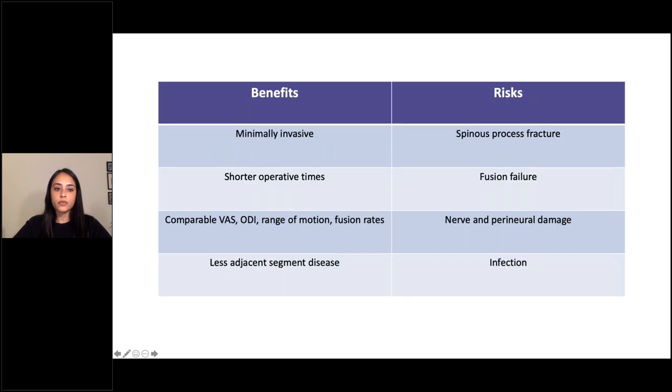Next slide, please. We'll review the literature on this, but I want to start by reviewing the factors to consider when evaluating these fixation devices. One of the cited advantages of interspinous process fixation as opposed to an open fusion include the minimally invasive approach, which involves smaller skin incisions with less muscle dissection, shorter operative times with reduced blood loss and faster recovery. In terms of outcomes, some studies report comparable improvement in pain scores, disability index scores, and fusion rates compared to open surgical fixation. Risks to consider include spinous process fracture, fusion failure, and as with any spine intervention, nerve damage and infection. Next slide, please.